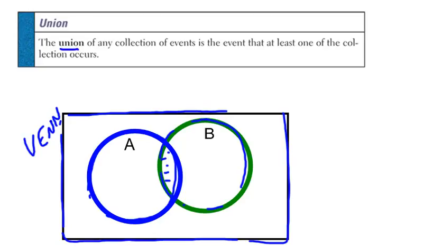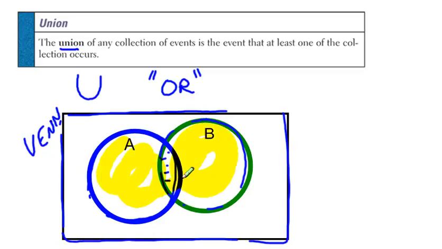For the word union, you should know that that is the symbol, and that the word that's associated with union is or. So what I would say is anything that is in A or B is in the union. And remember, I talked to you about if you think of a labor union, all the workers coming together to have more bargaining power. All right, anything that's in A or B is in the union.